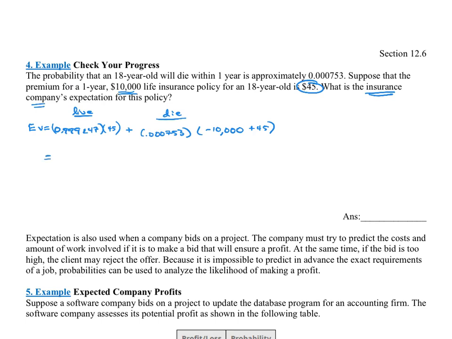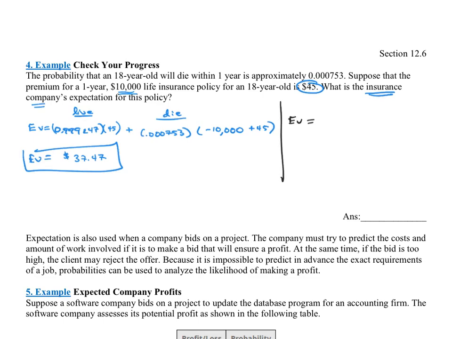So that's the loss plus the actual cost of the premium. So plug these numbers into your calculator and let's see what you get. I'm getting approximately an expected value of $37.47. So again, this means on average for every policy that they write, they can expect a profit of $37.47.